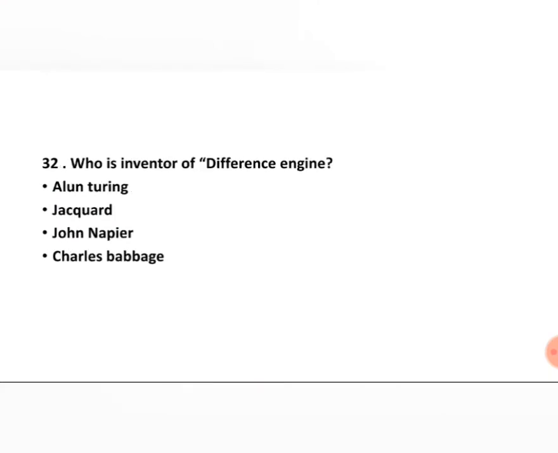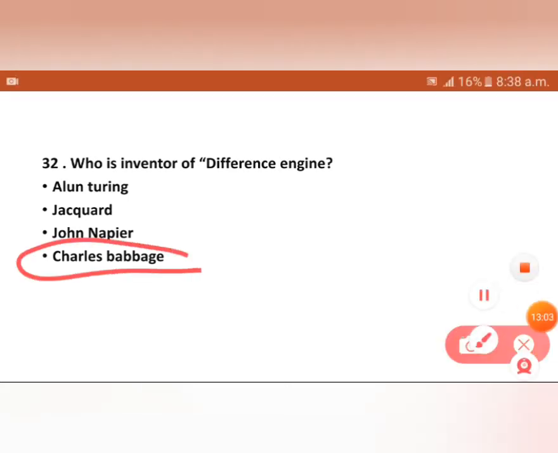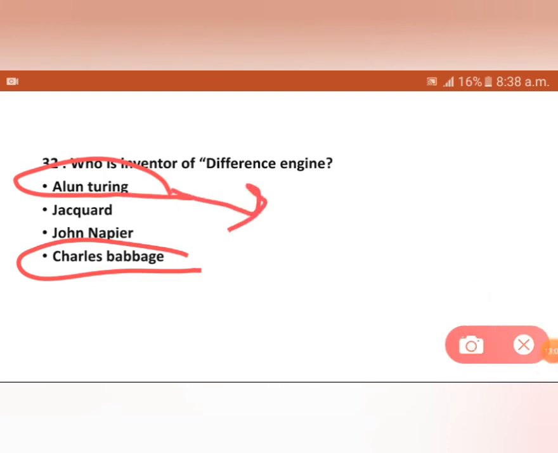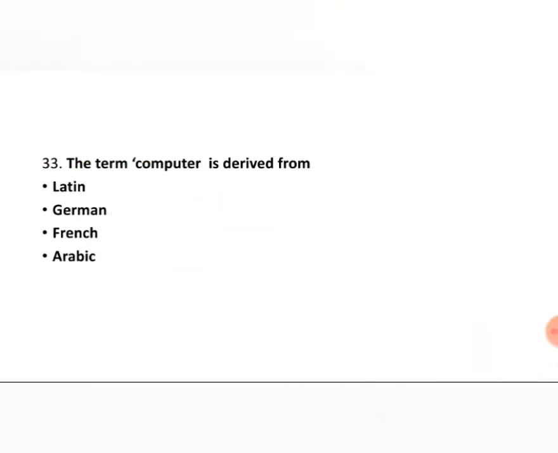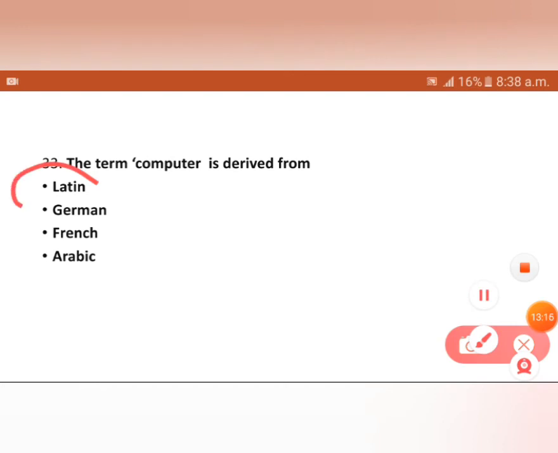Who is the inventor of the difference engine? Alan Turing, Jacquard, John Napier, or Charles Babbage. The correct option is option number D, Charles Babbage. And regarding Alan Turing, we have to remember he is the father of modern computer. The term computer is derived from Latin, French, German, or Arabic. The correct option is option number 1, Latin.